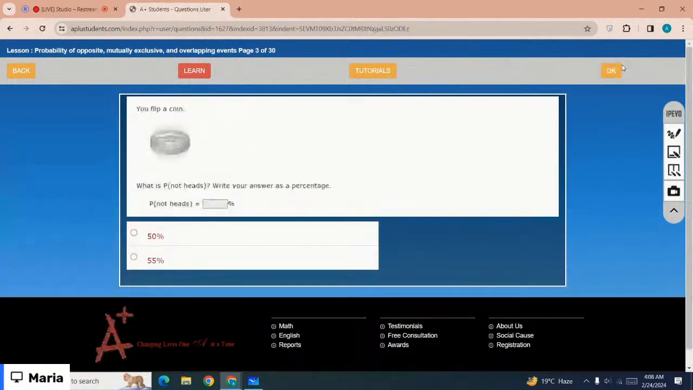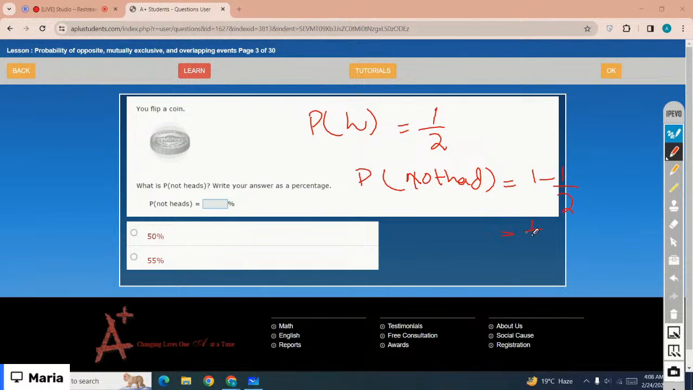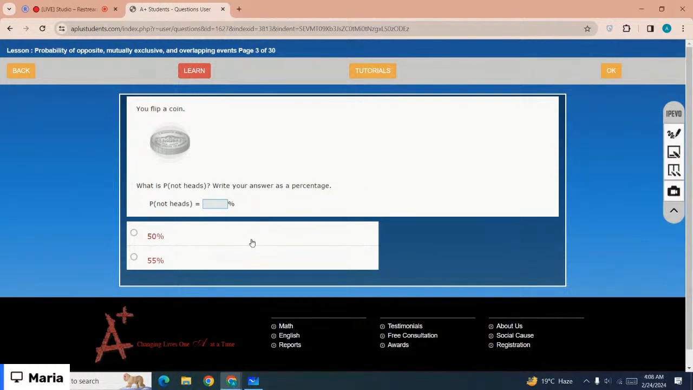You flip a coin. What is the probability of not head? So first you need to calculate the probability of head. We know that the probability of head is 1 over 2. Then the probability of not head is 1 minus 1 over 2, that is also 1 over 2. So that is 50%. The correct option is 50%. Got it? Not head means tail, so the probability of tail is also 50%.